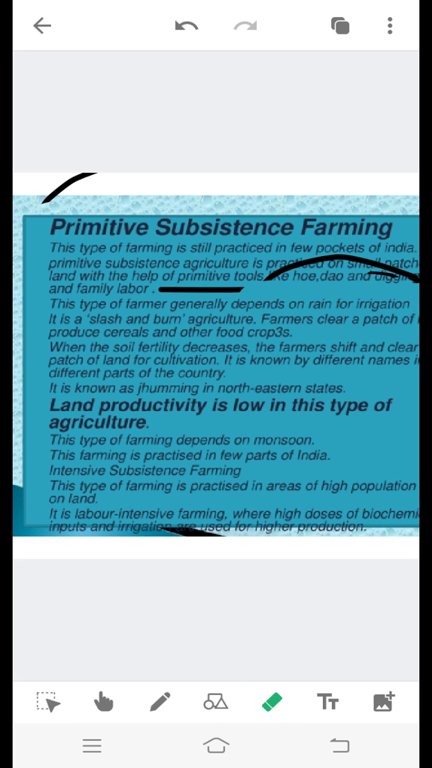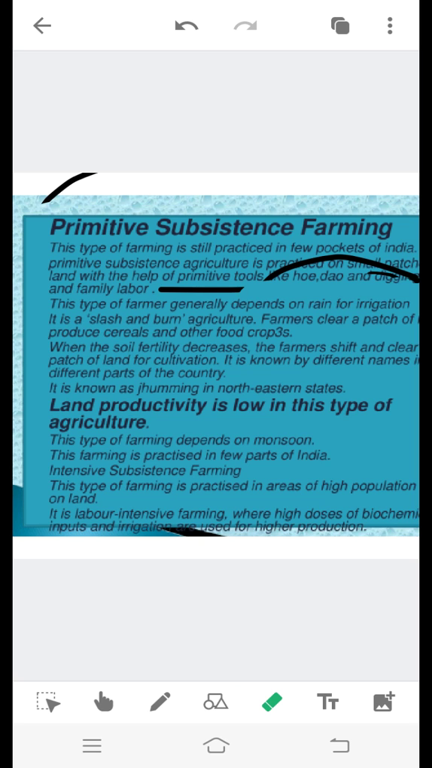Now coming back, it is even known in some places as slash and burn agriculture, where the farmers clear a patch of land and produce cereals and other food crops. When the soil fertility decreases, the farmers shift and clear another patch of land and move to the other one.